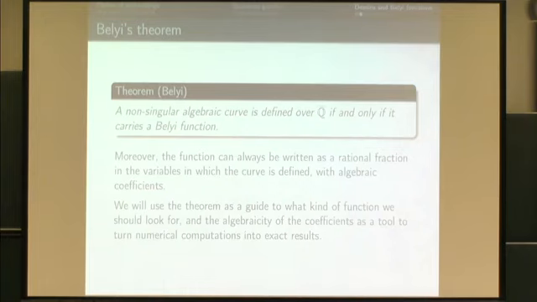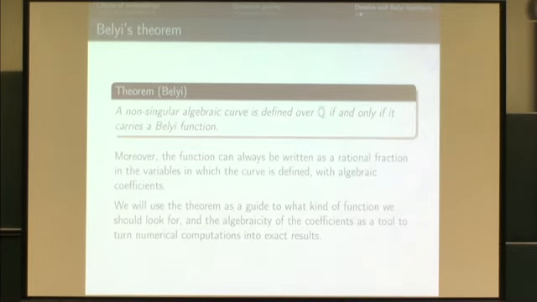It's not very difficult to prove, but it's a deep theorem because it relates the geometric or complex analytic structure of a curve to the arithmetic nature of this curve. So we won't use this theorem as such, but we will use it as a guide to tell us which kind of map we are looking for. And mostly the fact that the coefficients are algebraic here tells us that there's a hope that we can compute them explicitly.